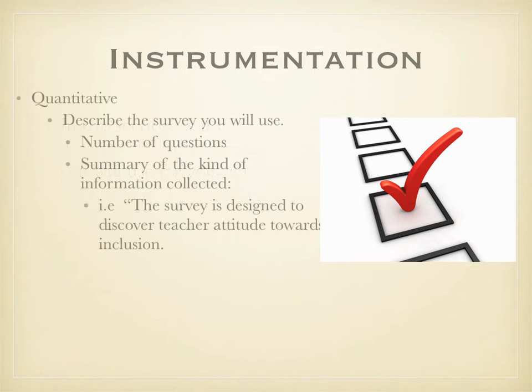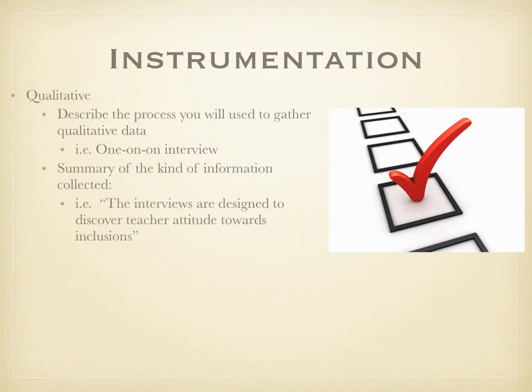So for quantitative, you would describe the survey that you used, the number of questions that were in your survey. Basically, just summarize the kind of information that you are going to collect in the survey. You don't go into great detail, but you will include the survey in the appendix of your document. But in this section, you're going to just broadly talk about what the survey was designed to collect. In the qualitative section, you're going to go ahead and talk about how you gather the information. In our case, it will probably be an interview, and again, the same kind of thing, just in a broad sense what it is that you're going to be looking for.